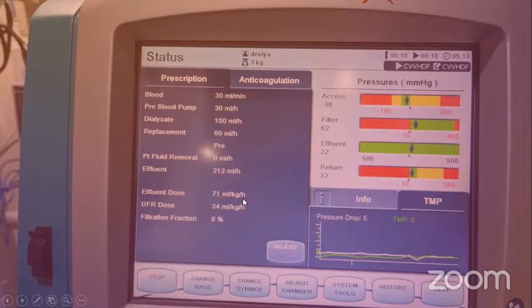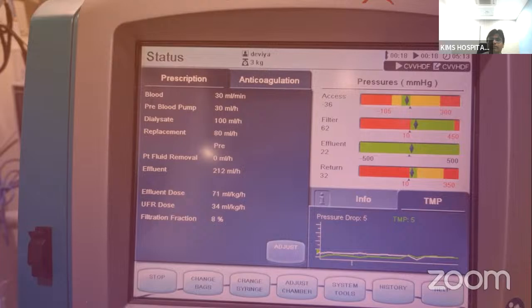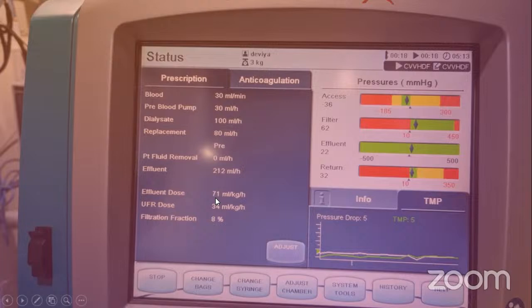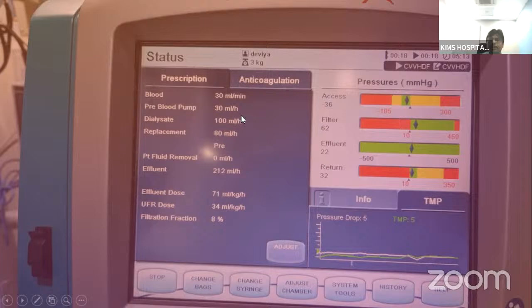Here, as the child has sepsis, we consider a higher effluent dose in order to remove the inflammatory markers, so here we consider a dose of around 70 ml per kg per hour. Once the effluent dose is determined, we divide it half into the replacement fluid and half into the dialysate fluid. So this 212 ml per hour is divided, half into the dialysate fluid, around 100 ml per hour, and the remaining half as replacement fluid, and together they correspond to the effluent dose.